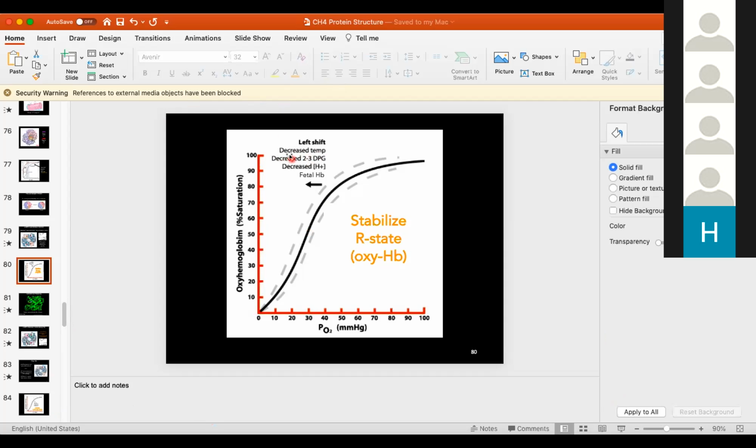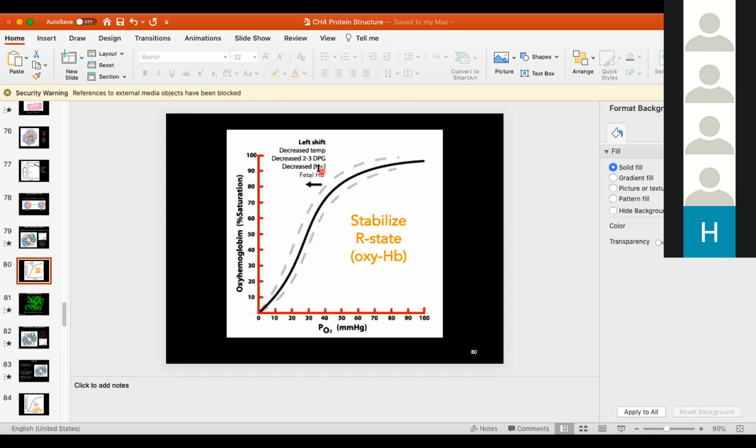So, decreased 2,3-BPG binds oxygen tighter, because if you have it bound, it stabilizes the T state, or the release of oxygen. Conformationally, in the quaternary structure, it will want to kick off those oxygens. So you would flip it for the other way.